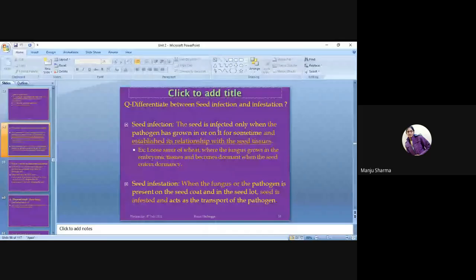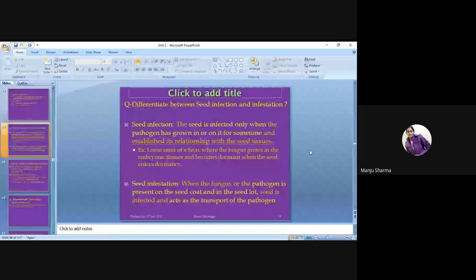Myself Manju Sharma from Suresh Gyan Vihar University, Faculty of Agriculture, and the subject is Fundamentals of Plant Pathology. Today we are going to discuss how a disease is spread from one place to another place or from one plant to another plant.